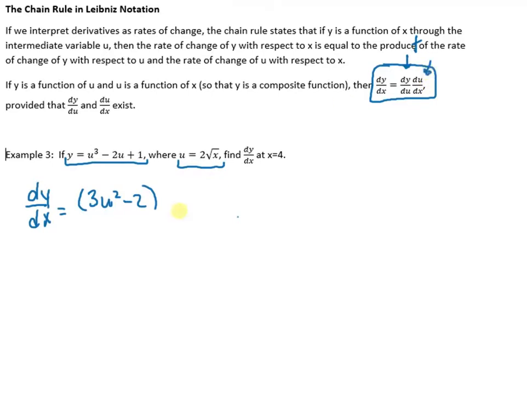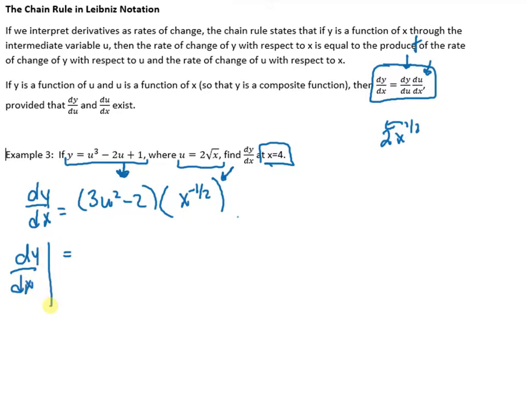Now we're going to do du by dx, which is, this is 2x to the 1/2. Bring the 1/2 down. We get 1x to the negative 1/2. And what we want to do is evaluate this at x equals 4. Okay, so it may look a little confusing because we have this in terms of u and this in terms of x. So really, if we did dy by dx in terms of 4, we can't really solve for the u's because it's x equals 4.